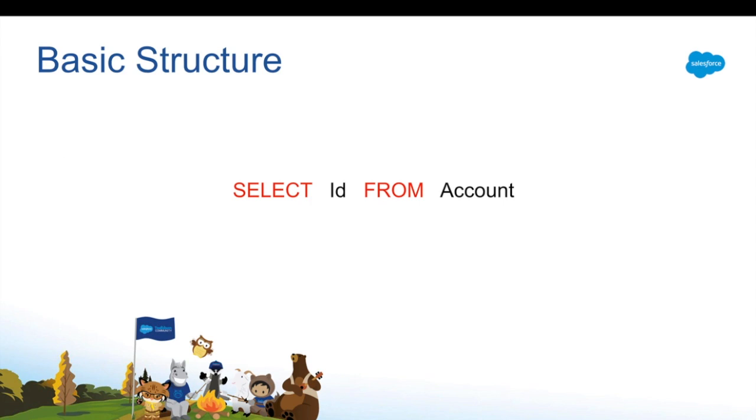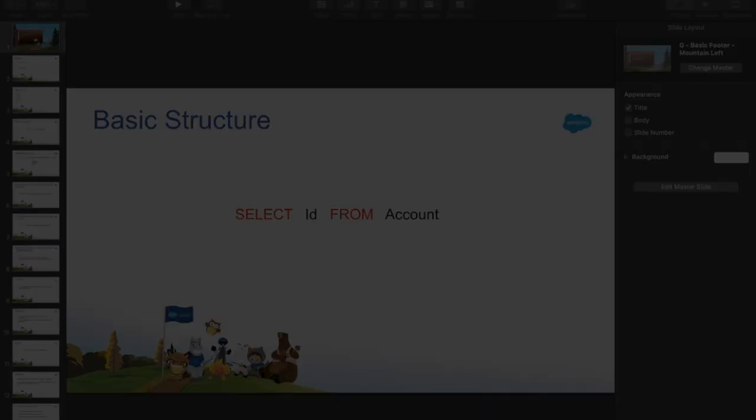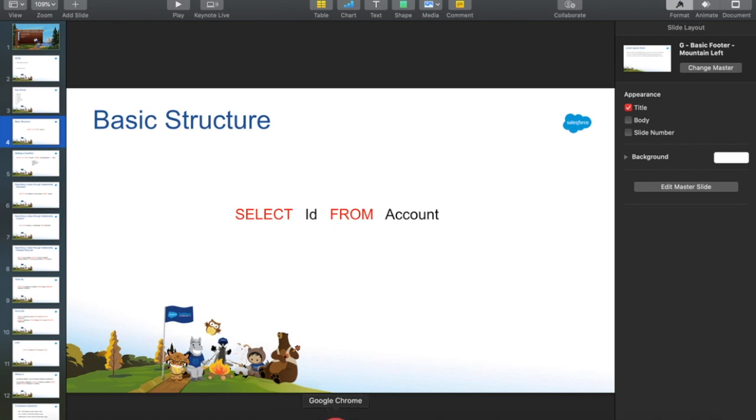So the basic structure of a SOQL statement is select. You're always going to have select and from in any of the statements. Select ID from account is a perfect example. What you would be doing here is selecting the field name that you want from the object. So in this case, I'm selecting the ID from account, and this would return all accounts and show me their IDs. I'll give it a practical demonstration so we can actually see it happen.